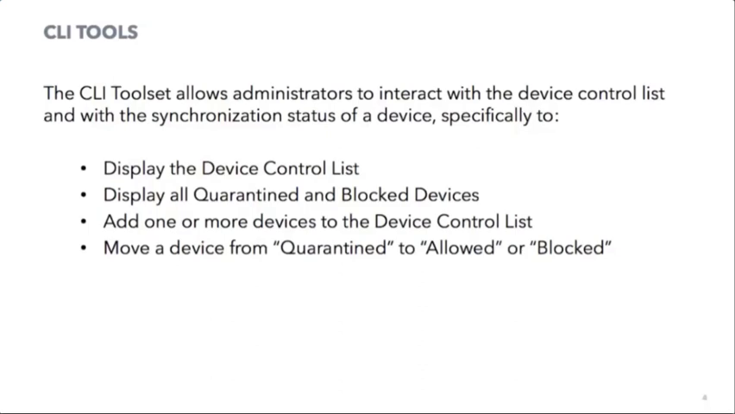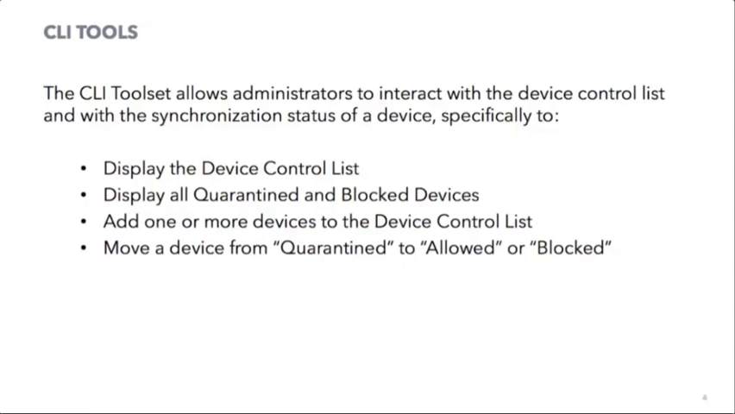As an admin, you can find out which devices have tried to connect to the Zimbra server or the Zimbra mailboxes, and then you can make a decision as to whether you want to allow them or block those devices. You can add one or more devices to the device control list. So you can pre-allocate a list of known devices that you expect to be connecting to the service.